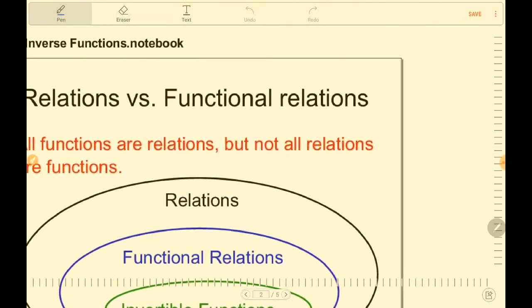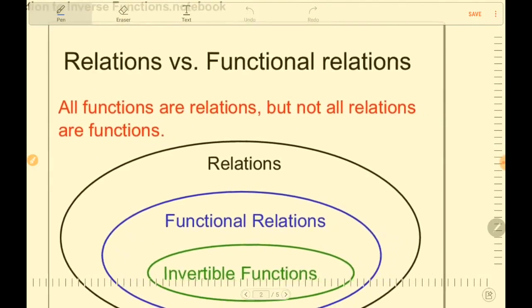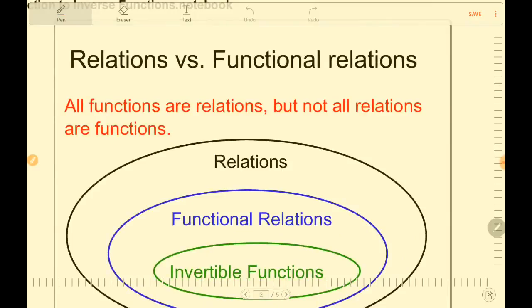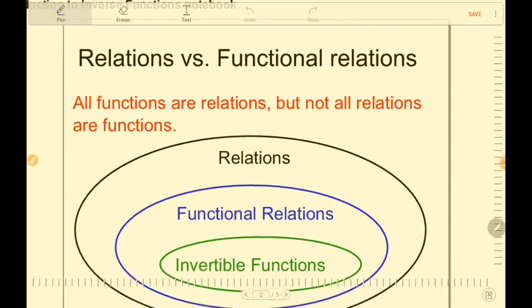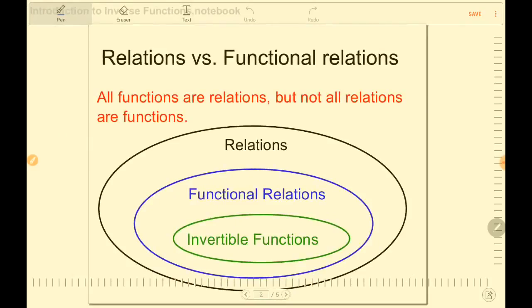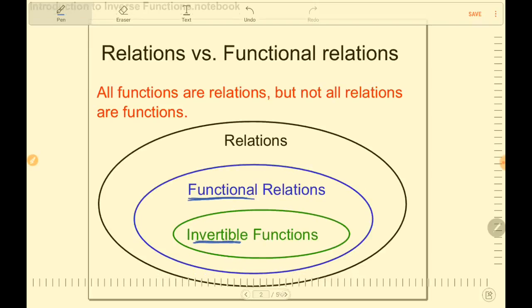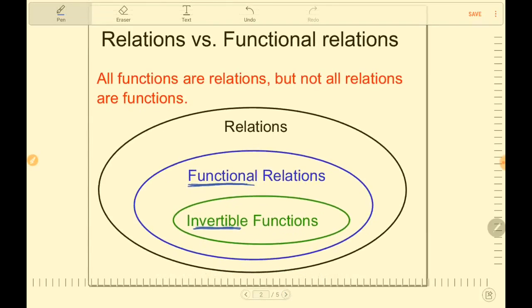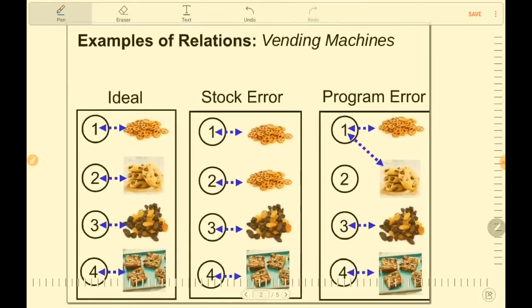All right, so the next thing to look at is how relations, functions, and inverse functions relate to one another. Well, everything falls under the heading of a relation, but some relations are not functions and some are. And then you also have some functions that are invertible, which means that an inverse function exists, which will undo the original function. And some functions are not invertible.